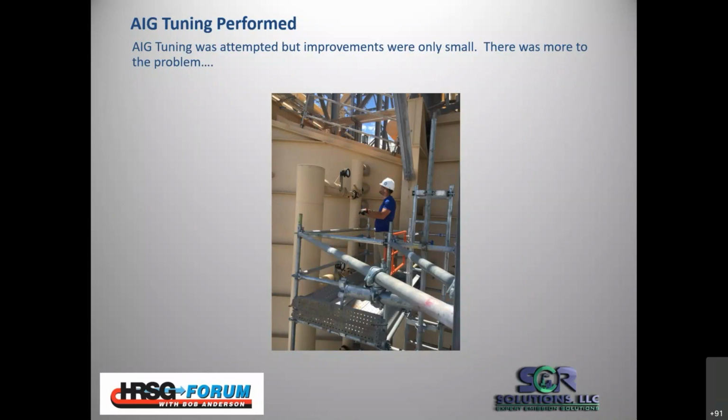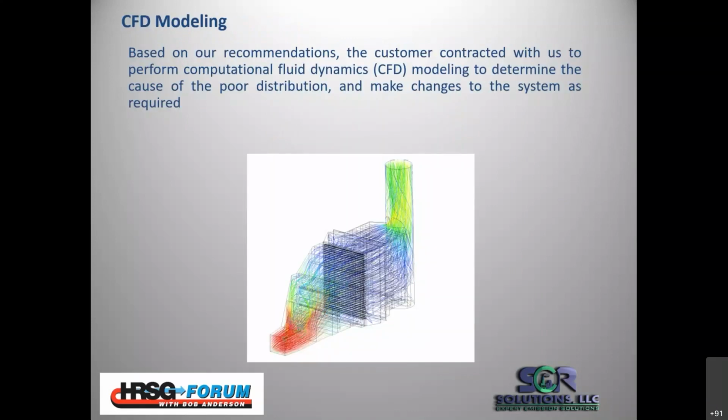We just made very insignificant improvements. But we saw the real patterns, and there were extremely high ammonia concentrations on the outlet of the catalyst, well over 30 parts per million, in some of the sections that we just couldn't tune away. So we basically told the customer there's something else going on here that we just can't fix with balancing dampers. Based on our recommendations, the customer contracted with us to do a CFD study to really understand where the problems were developing and how to fix them. So it wasn't just telling the customer what the problem was, it's coming up with a solution.